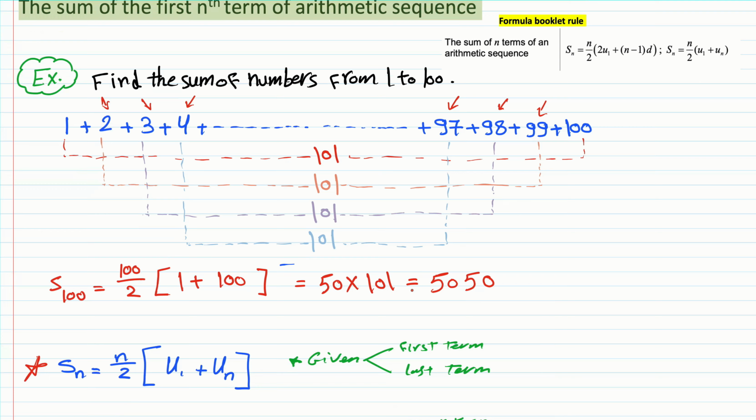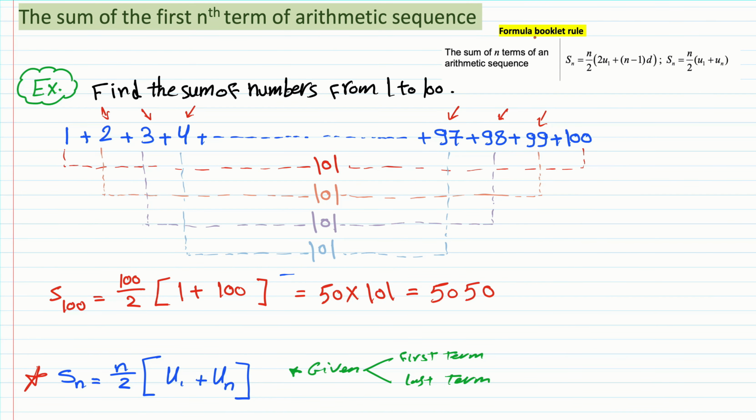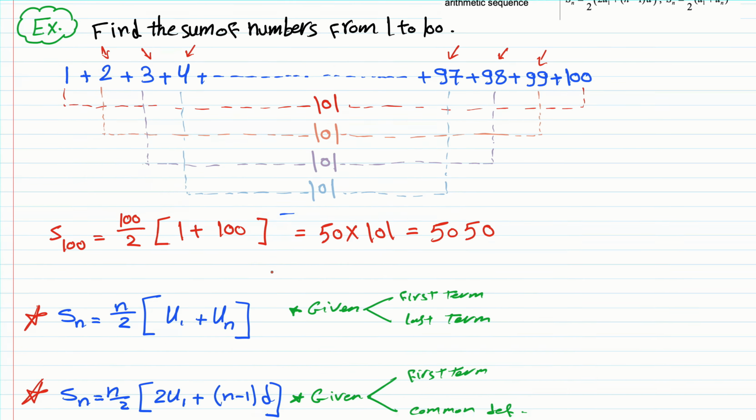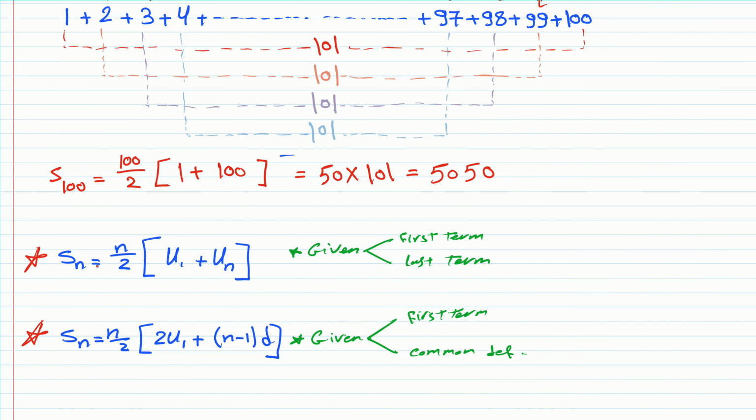You have two rules, as you can see in the data booklet. Okay, the formula booklet rule, the two we wrote down. The first one is Sn equals n over 2 times u1 plus un, where u1 is the first term and un is the last term. And you may use it in the exam if you have the first term and last term.